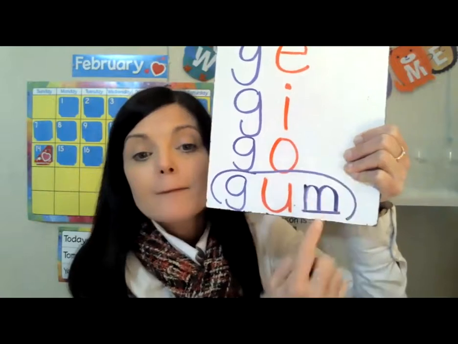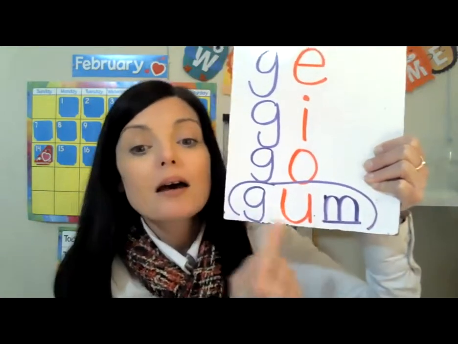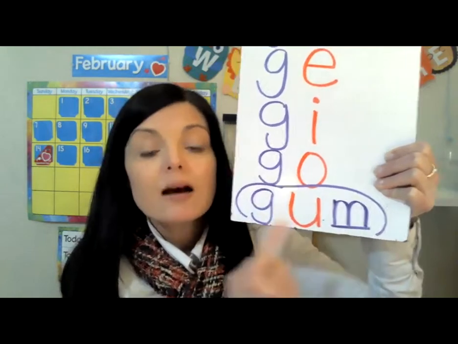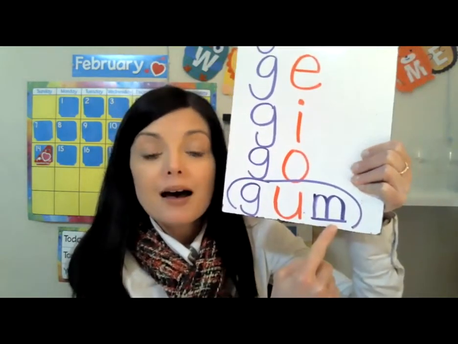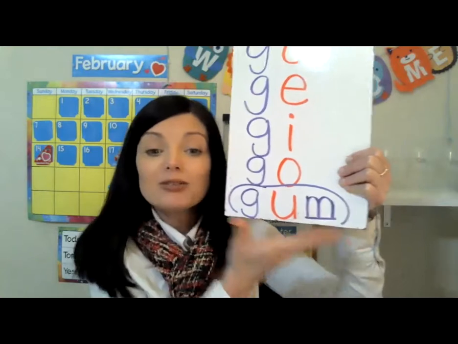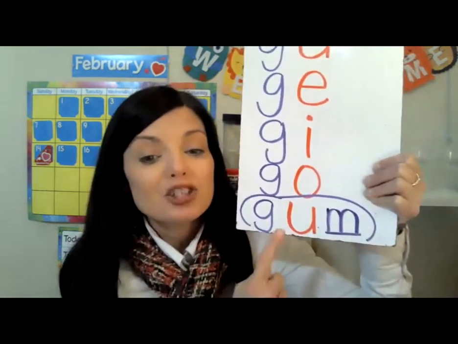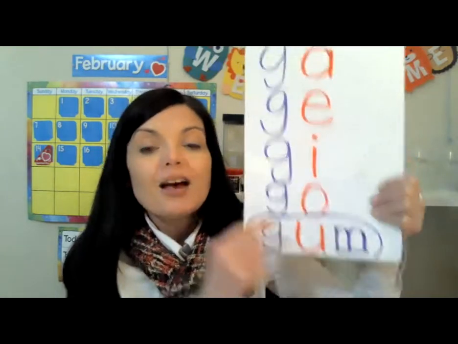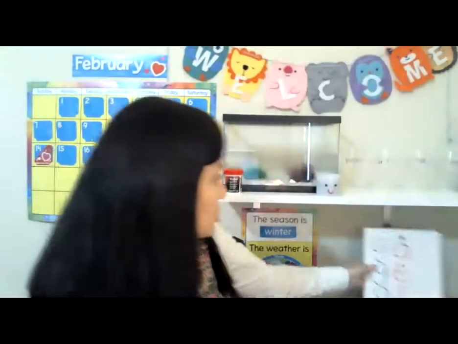Now let's see if we can read this word, okay? G, gum, gum, gum, gum. You just read the word gum. G-U-M spells gum.